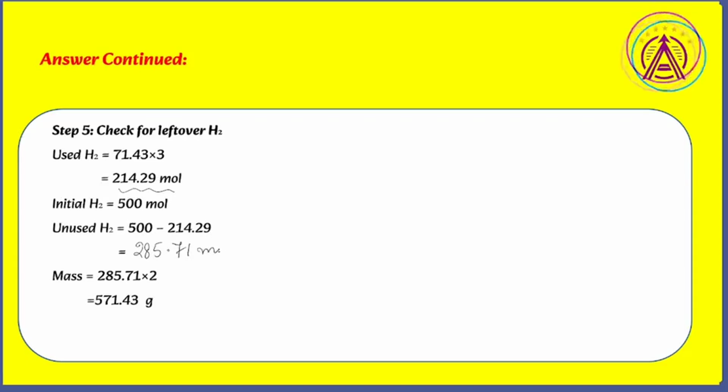285.71 moles. Now, I have the number of moles, and I know the molar mass is 2. So if I multiply my moles with molar mass, I get the mass which is being unused, which is nothing but 571.43 grams. If you want to write it in scientific notation, you can write 5.7143 into 10 to the power 2 grams.